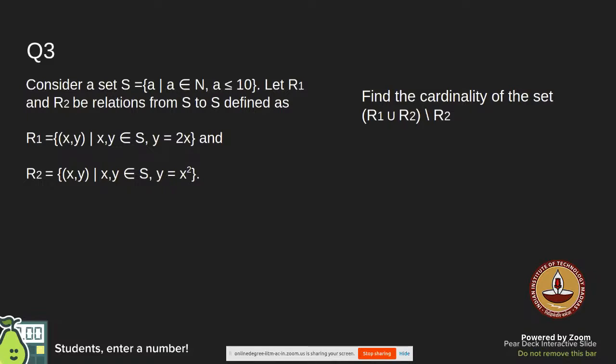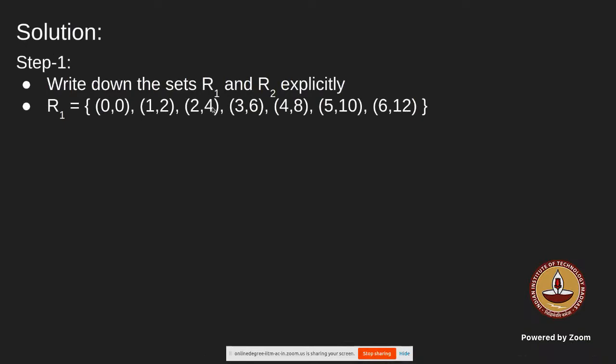The second element is not 2 times the first element. So (2,6) cannot belong to R1. All the second elements must be 2 times the first element. That is the condition here, and we cannot include (6,12). That is the condition. Is it clear?